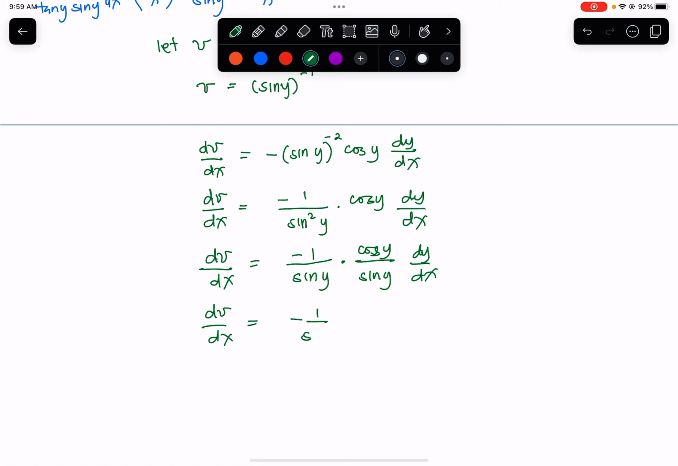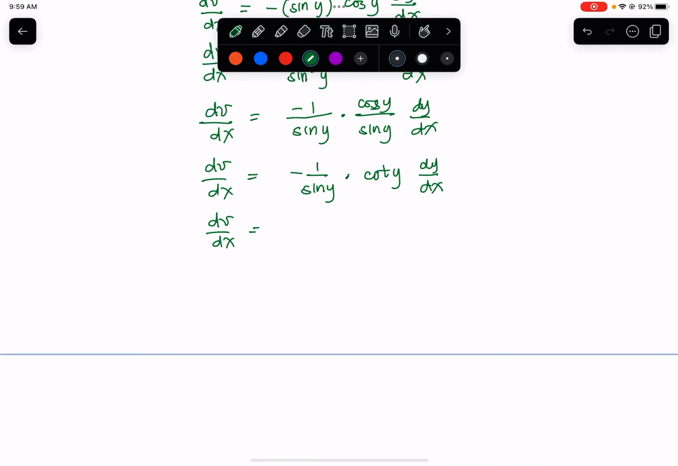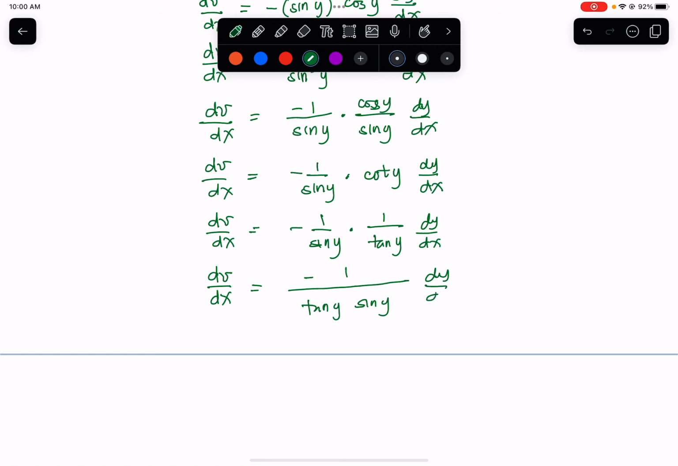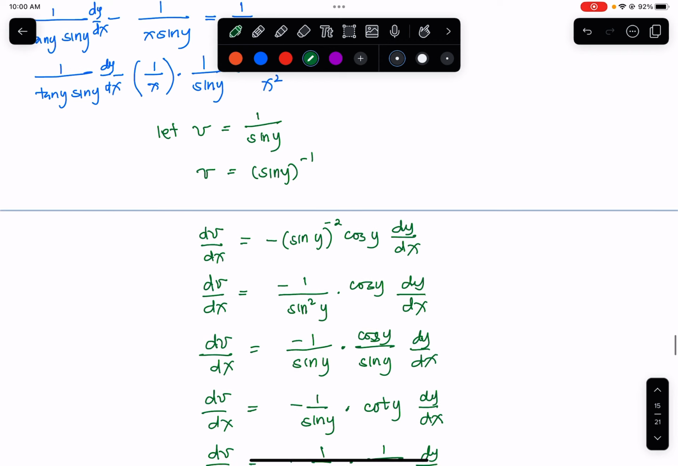So negative 1 over sine y, then cosine y over sine y, it's the same as cotangent y dy over dx. And similarly, negative 1 over sine y, so cotangent y is also the inverse of tangent. So that would just be 1 over tangent y dy over dx. And thus our dv over dx is simply negative 1 all over tangent y sine y dy over dx. Or simply, negative dv over dx is equal to 1 over tangent y sine y dy over dx. Which is exactly as this one.